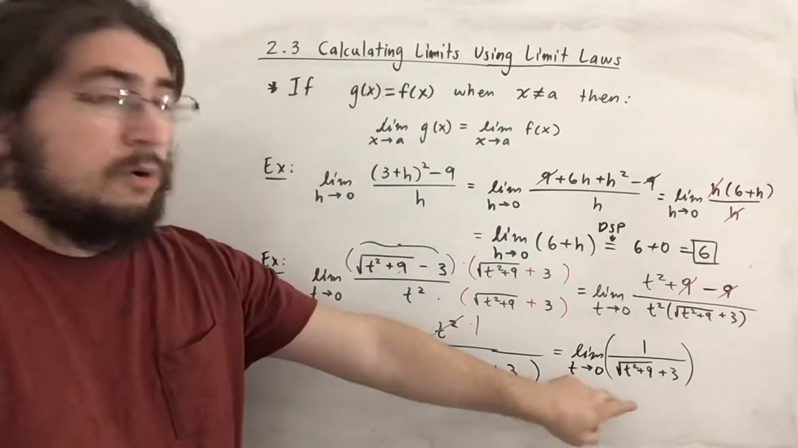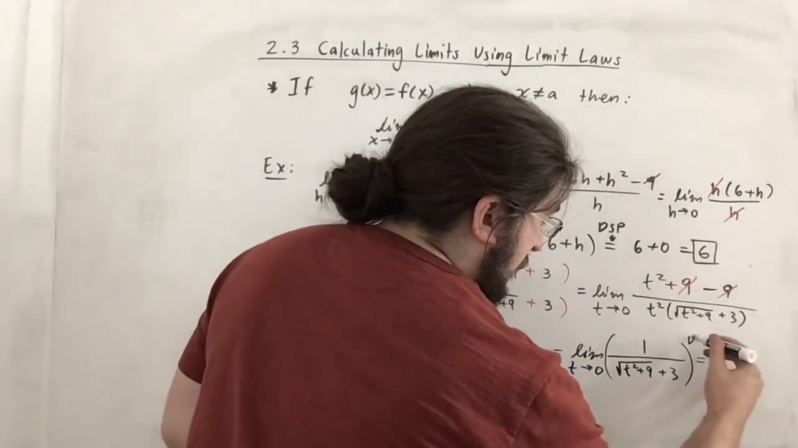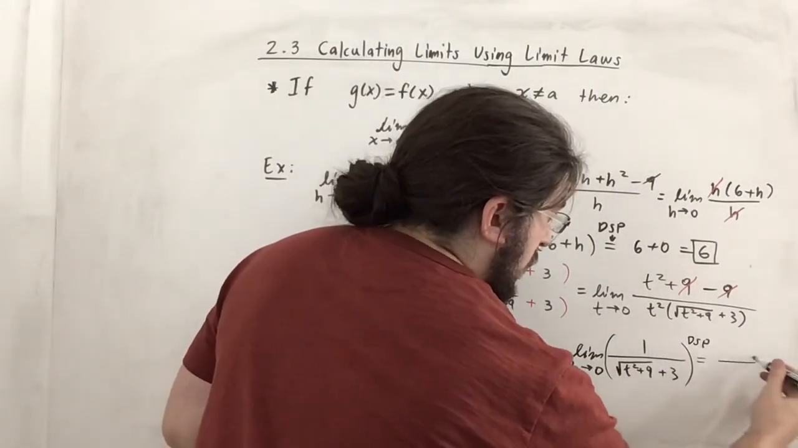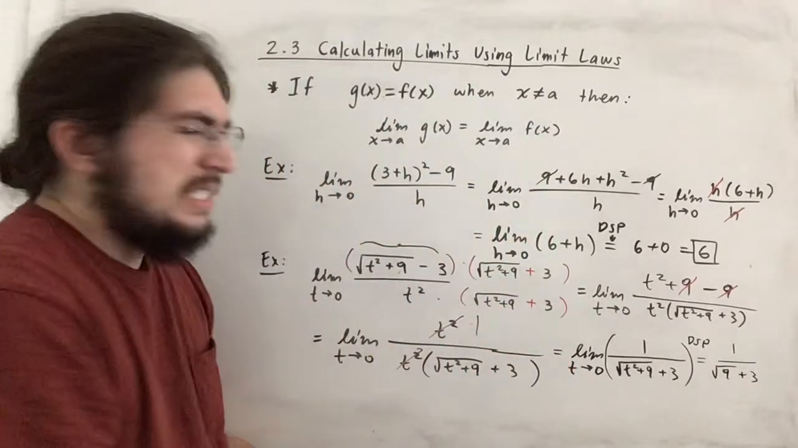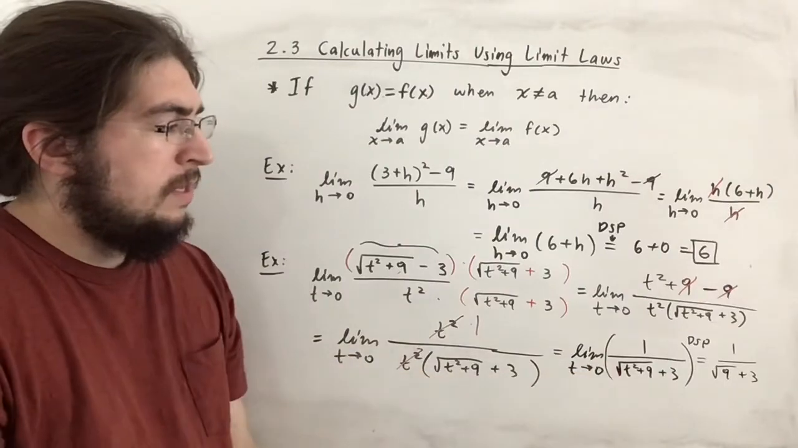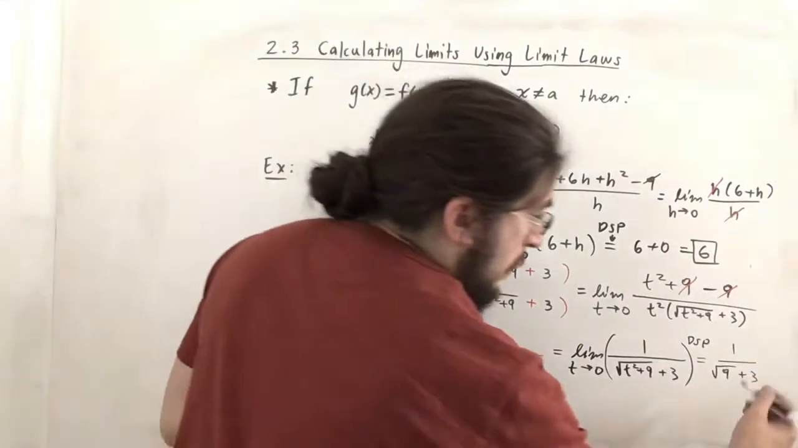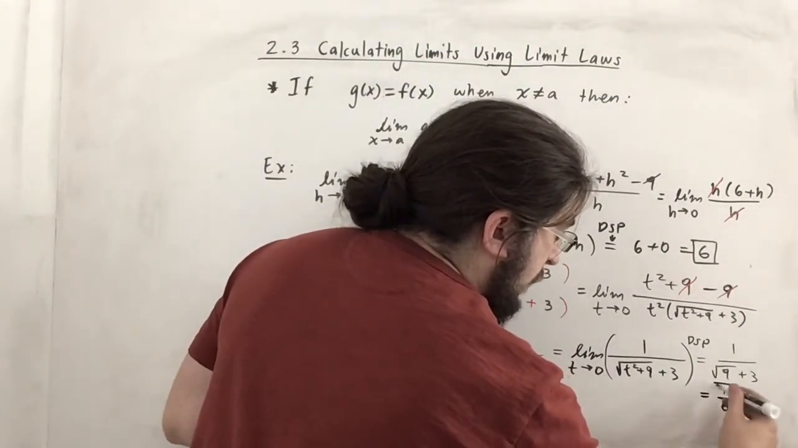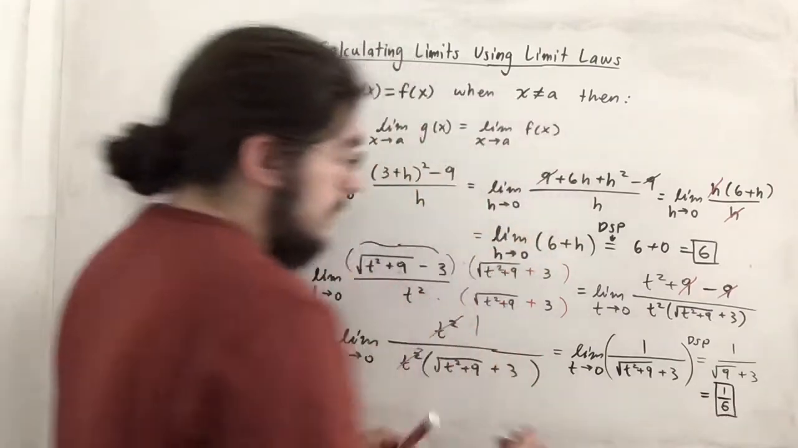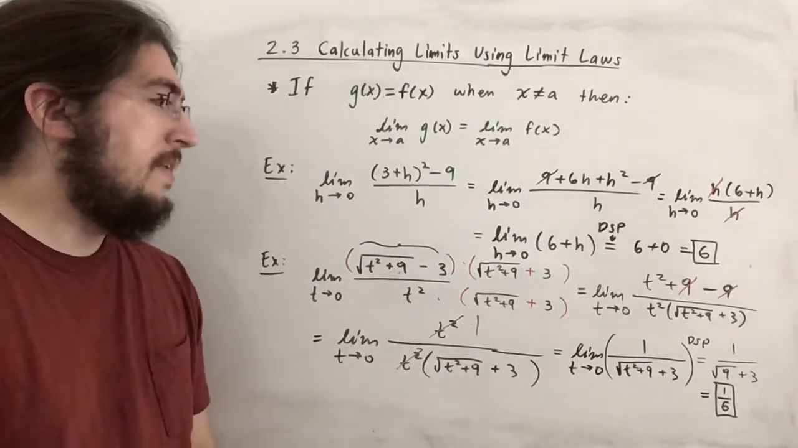And plugging in 0, what do you notice we get? We get, using DSP, 1 over the square root of 9 plus 3. Because as t goes to 0, t squared is 0. So we end up getting radical 9 plus 3 in the denominator, which is 3 plus 3 in the denominator, which is indeed that 1 over 6 that we got by plugging in numbers. But now we see it algebraically with no calculators at all, which is fantastic.